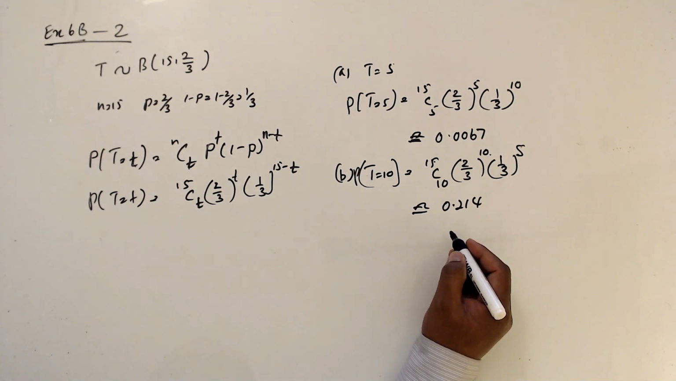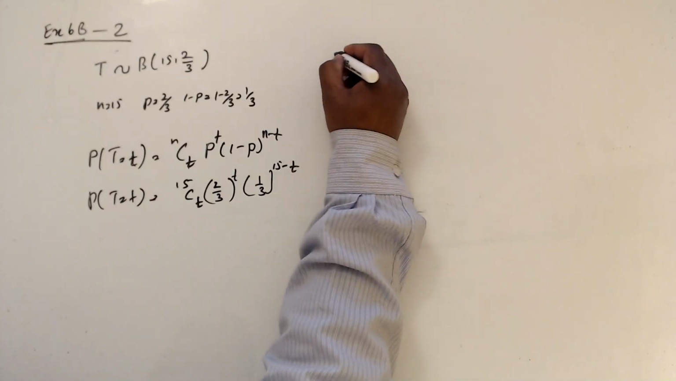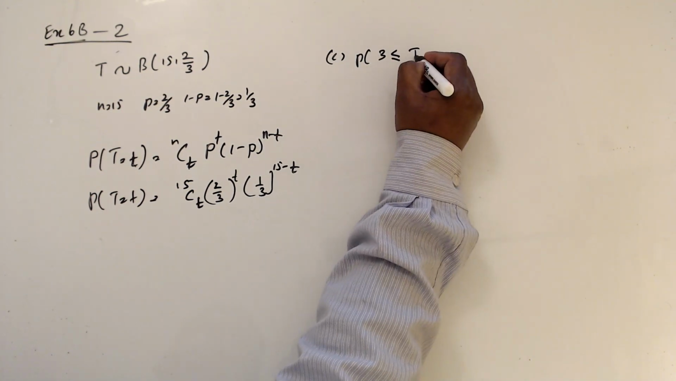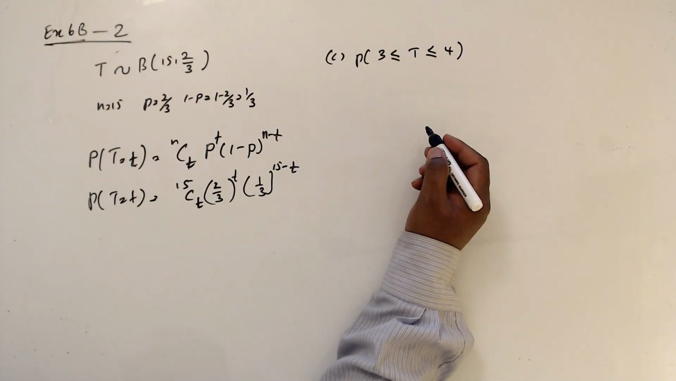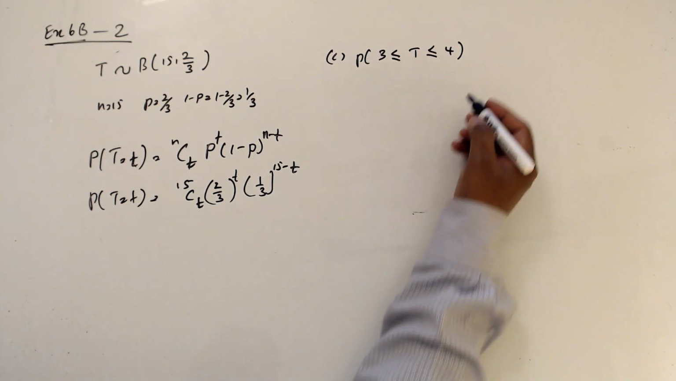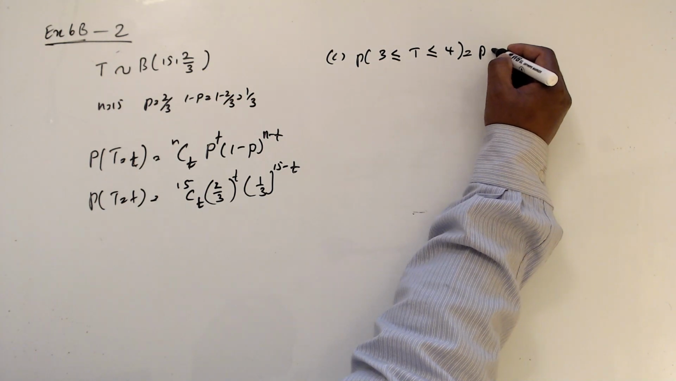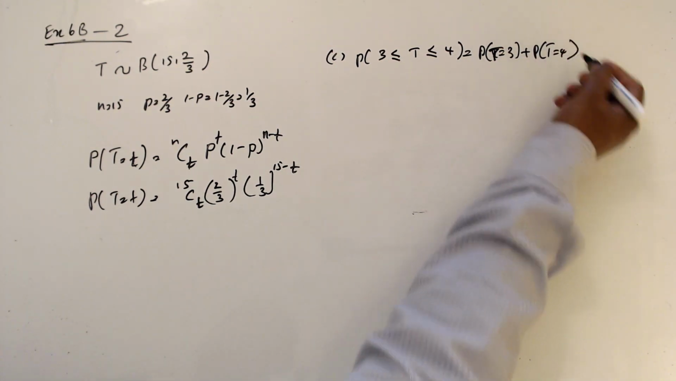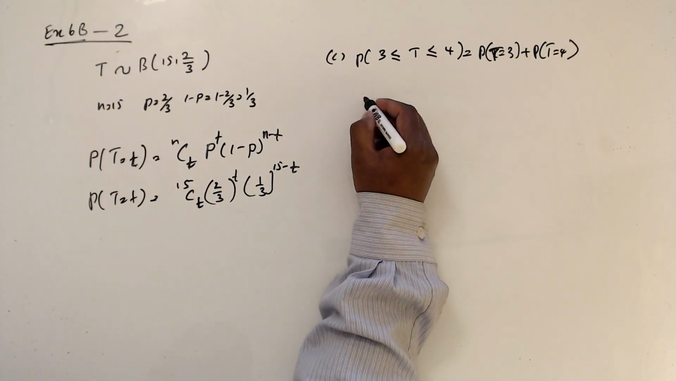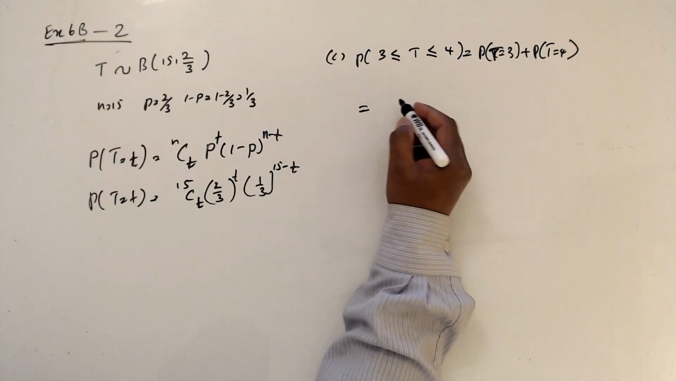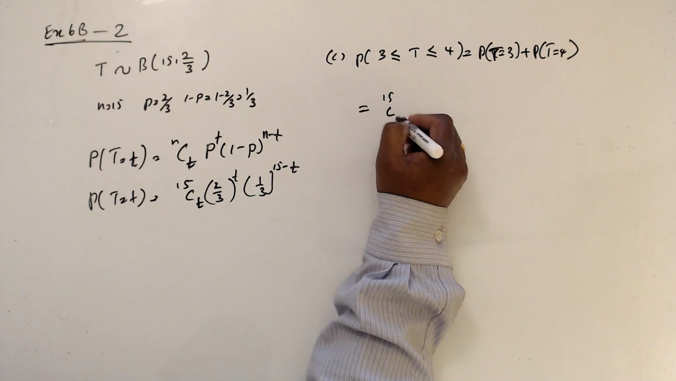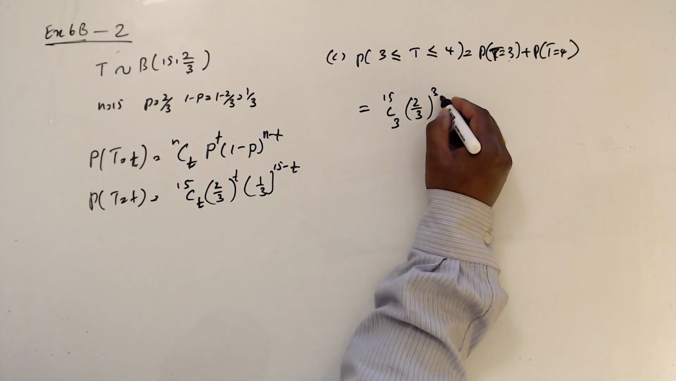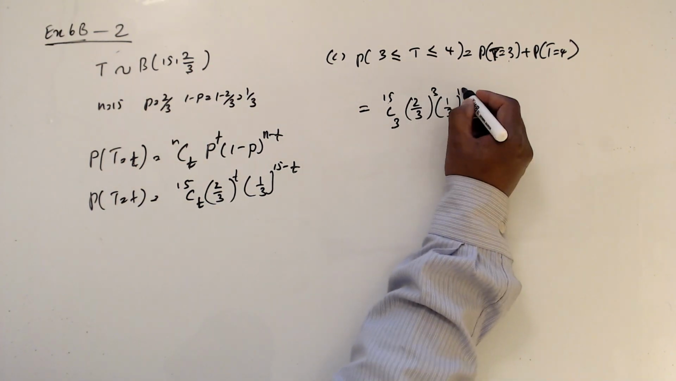And part C is the probability of 3 less than or equal to t less than or equal to 4. It means the probability of t equal 3 plus the probability of t equal 4. Now this is the probability of t equal 3. We'll write straight 15C3, (2/3)^3, then (1/3) to the power 15 minus 3, 12.